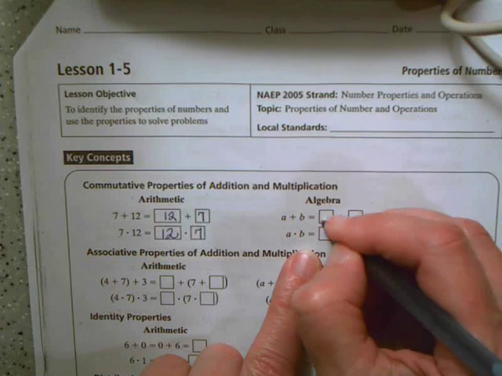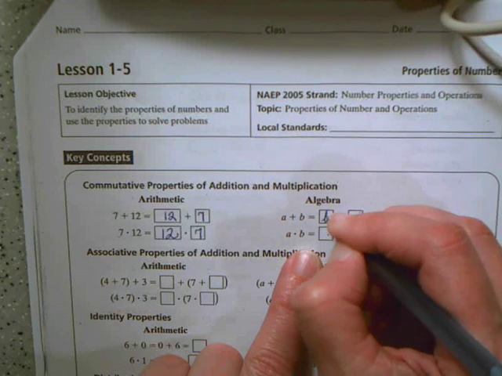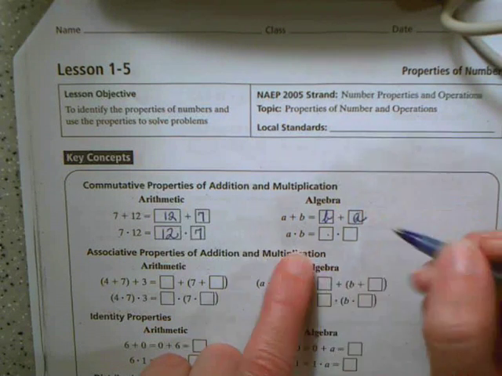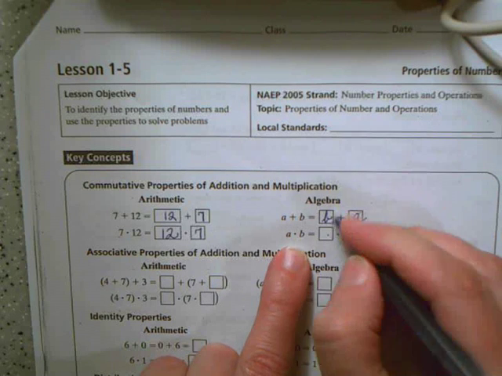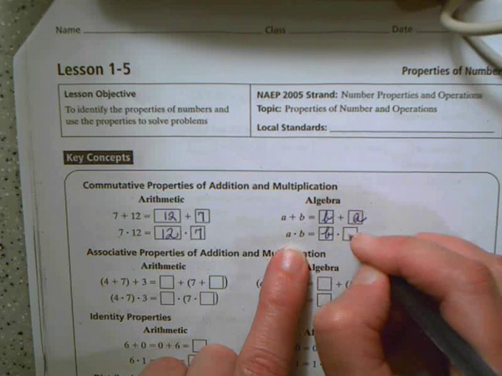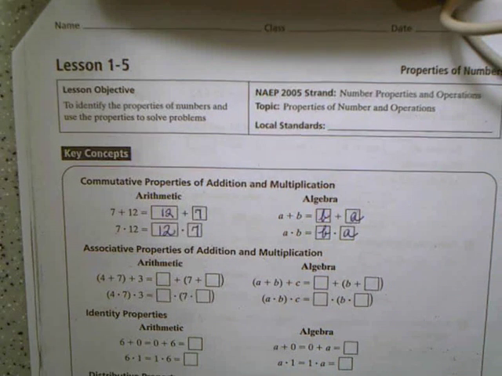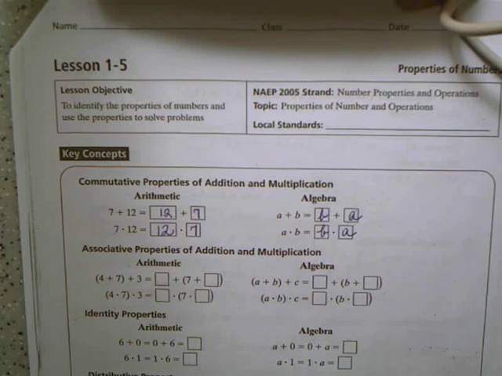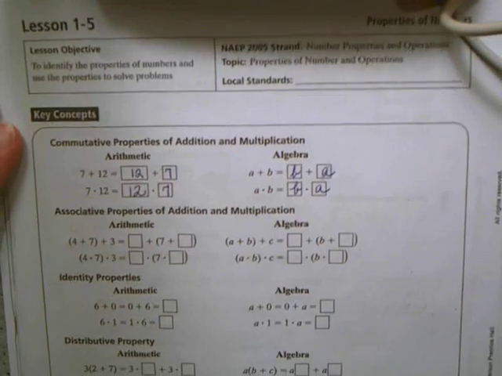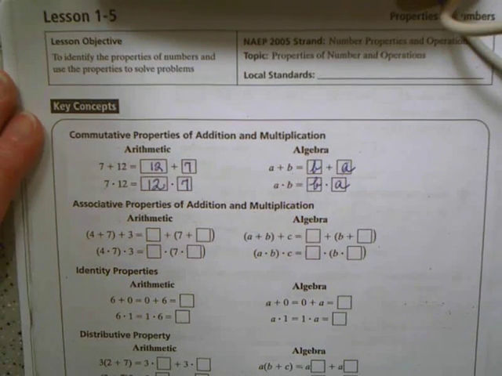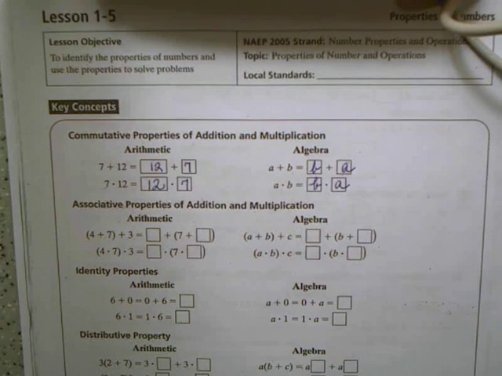Algebraically, that can be represented as a plus b equals b plus a, or the product a times b is the same as the product b times a. Okay, so order does not matter in the commutative property. Commute means to move around, so that's how I remember that I can move them around and not change the sum or the product.